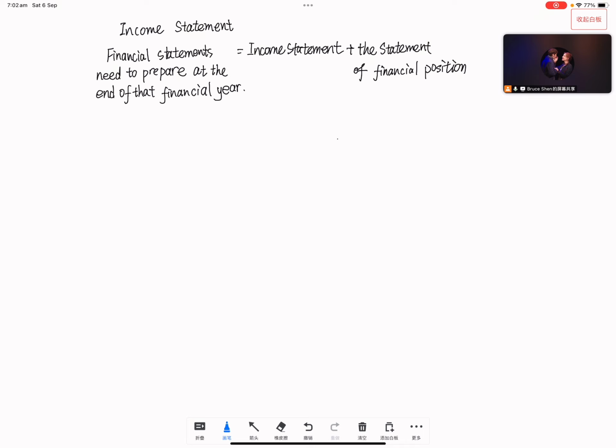So now, after we have some basic knowledge of it, we will directly look at how to prepare it. First, the income statement has two parts. First, we need to calculate the gross profit, which means you have the sales, but in accounting, we call it revenue. We have the revenue, and then we calculate the cost of sales, and then we can get the gross profit.